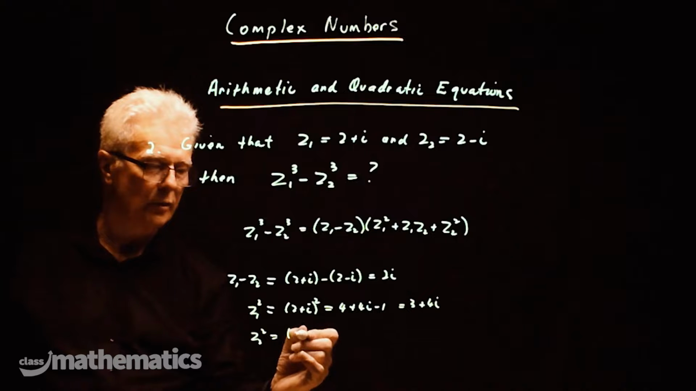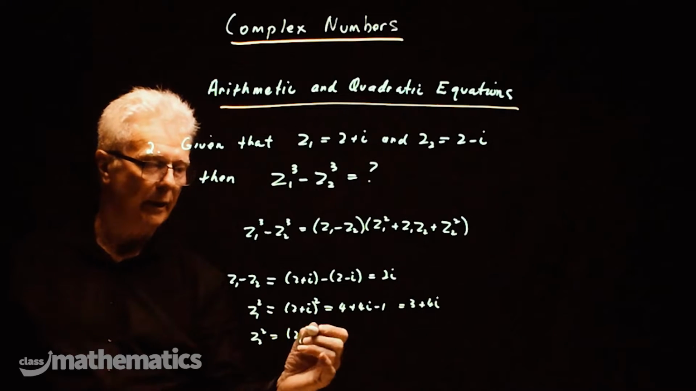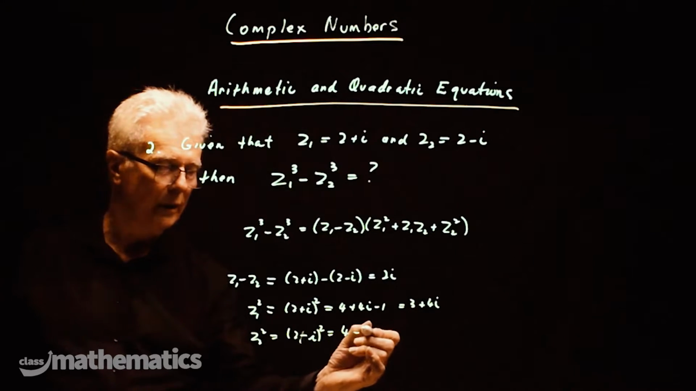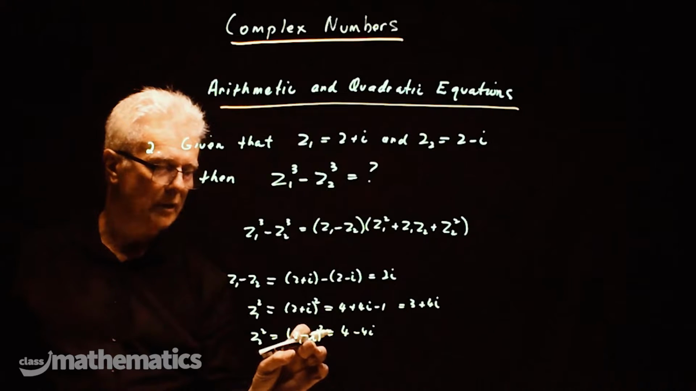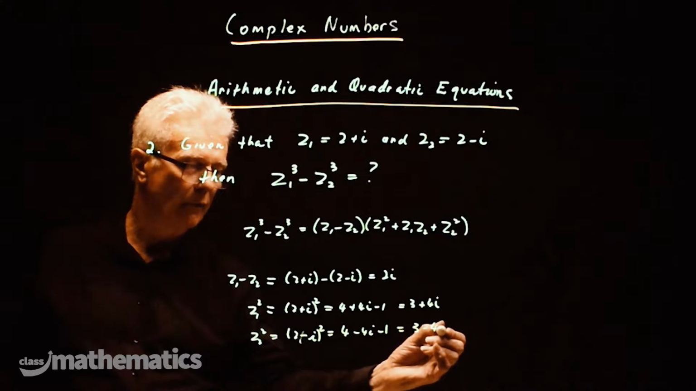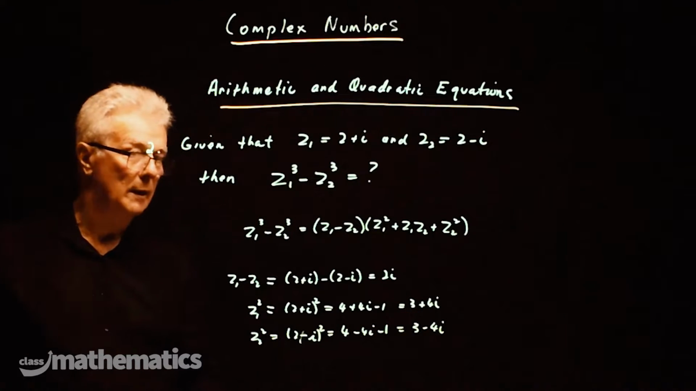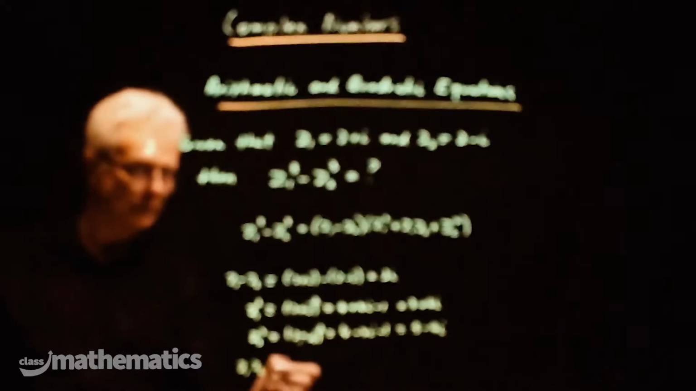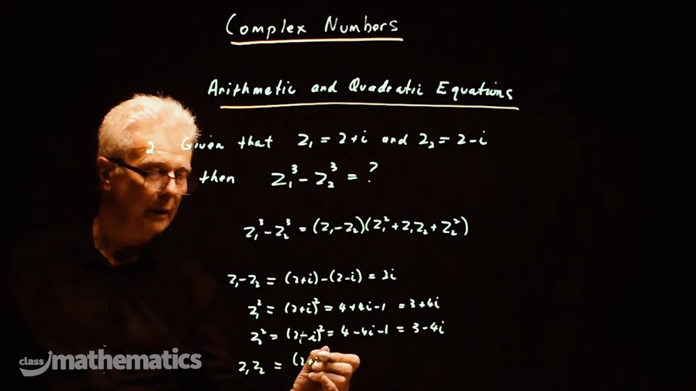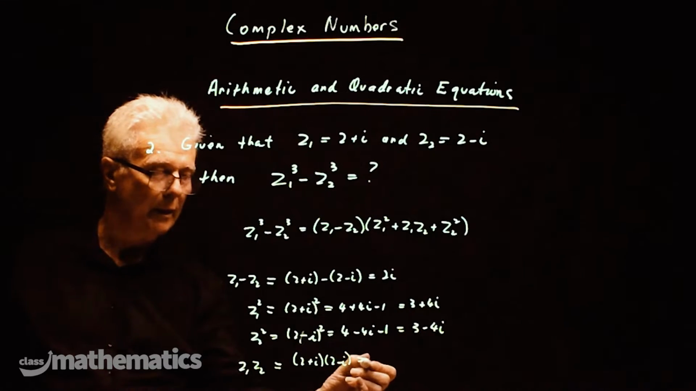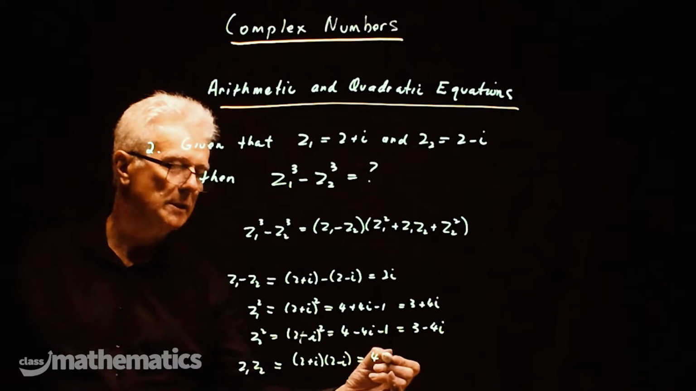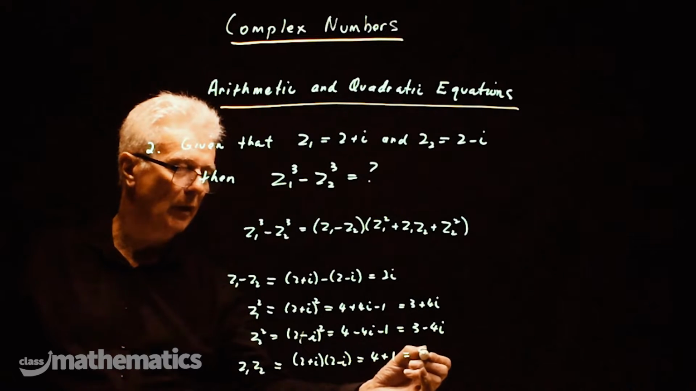z2 squared equals 2 minus i all squared, which is 4 minus 4i. And when we square this one, we're still going to get a minus 1. So minus 1, and it's going to be 3 minus 4i, the conjugate. Now z1 z2 is equal to 2 plus i times 2 minus i. It's going to give me 4, and that'll be a minus, but the minus i makes it a plus, so it's plus 1, so that gives me 5.